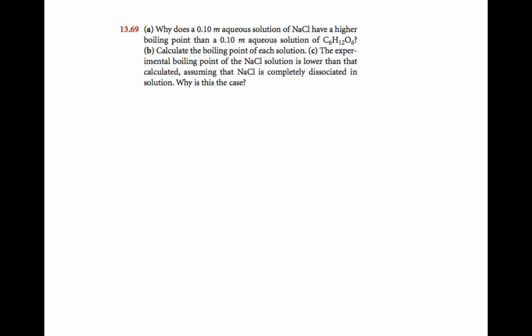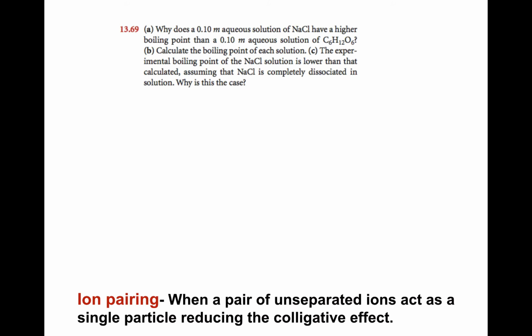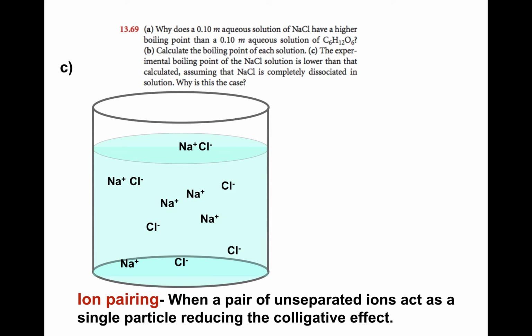All right, C. The experimental boiling point of sodium chloride solution is lower than that calculated. Assuming that sodium chloride is completely dissociated in the solution, why is this the case? All right, the reason for this is called ion pairing. When a pair of unseparated ions acts as a single particle, reducing the colligative effect. So what we're assuming with a Van't Hoff factor of 2 is that all the sodiums and all the chlorides separate from each other, widely, right?